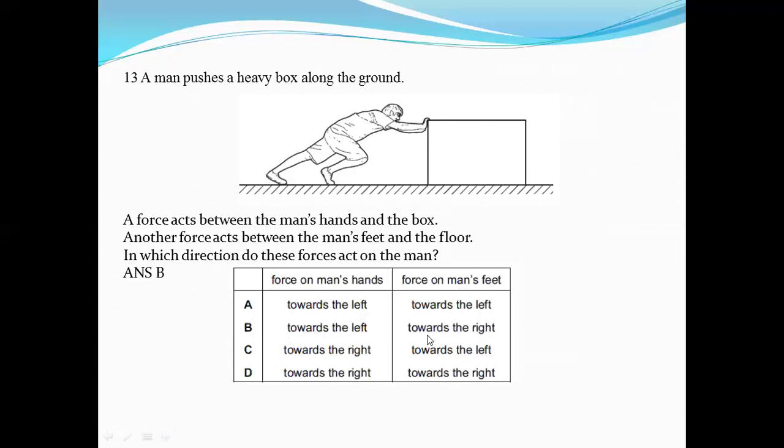And the force on the man's feet, that is towards right. The man is pushing the ground in the backward direction. That is the action. The reaction is the force exerted by the ground on the feet in the opposite direction, that will be towards right. So B is the correct option.